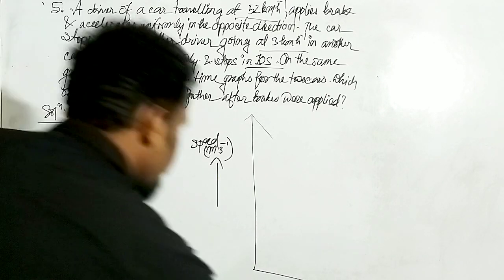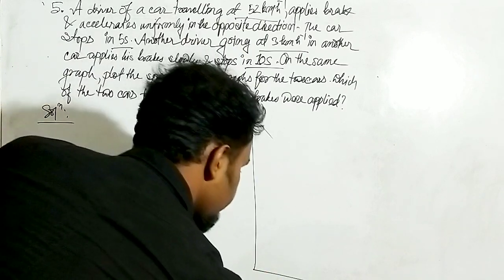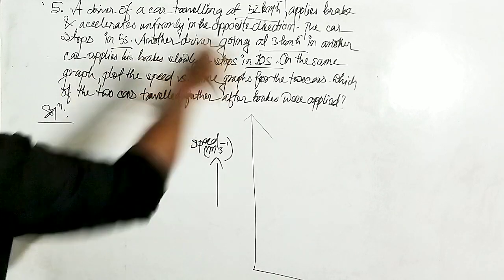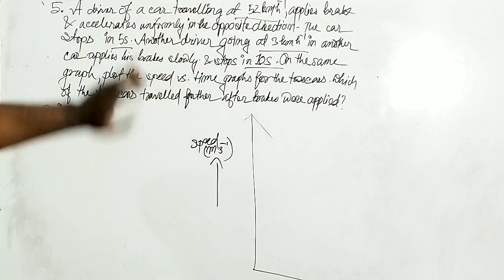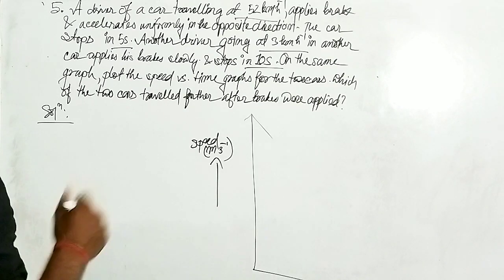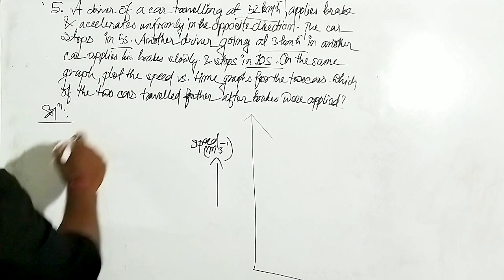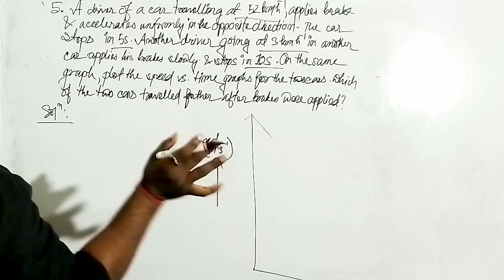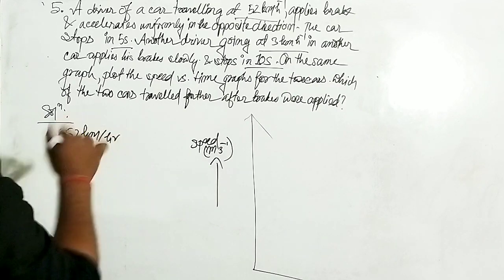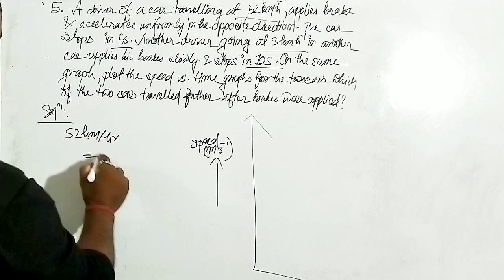Now in the x-axis direction it will be time. It will be in seconds, because all the times are given in seconds. That's why we have to convert this 52 km/h and this 3 km/h into meter per second. Okay, so now we will convert them. First we will convert 52 km/h. If we convert it, how much will it be?